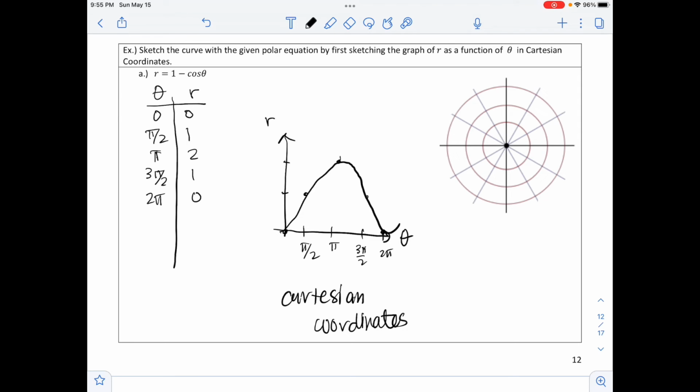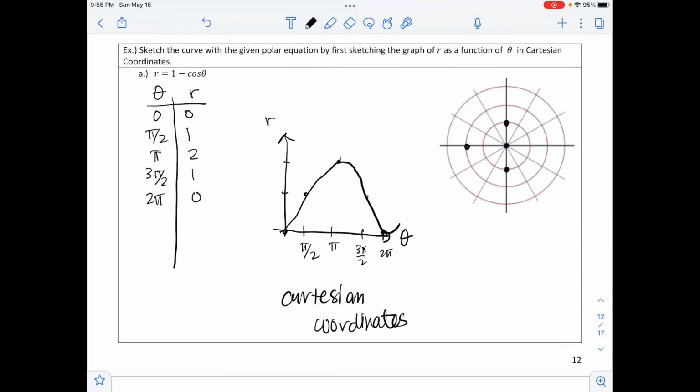And so going ahead and doing this, looking at what we have, we know that r is 0, 0. So that's that pole here. At pi over 2, we would have 1. And at pi, we would have 2. At 3 pi over 2, we have 1 also. And at 2 pi, we're back at 0. It looks kind of odd since it makes straight lines.